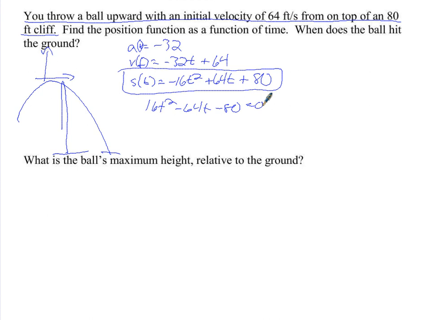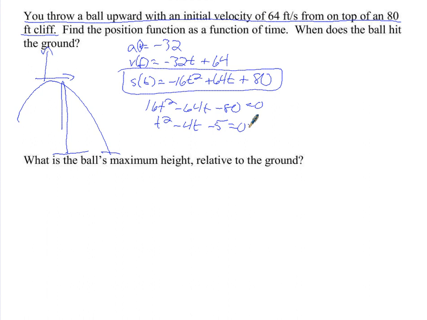Does 16 go into 64 and 80? 16 how many times into 64? 4. 4 times 6 is 24. Yep, that works. How many times does 16 go into 80? 5. So I could divide everything by 16 right now. And that gives me t squared minus 4t minus 5 equals 0.